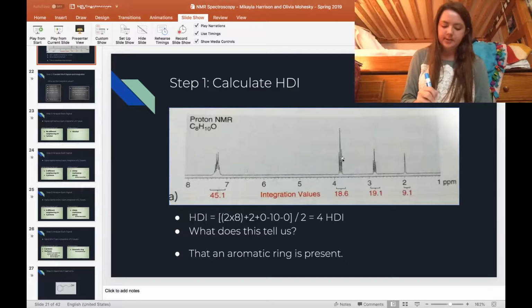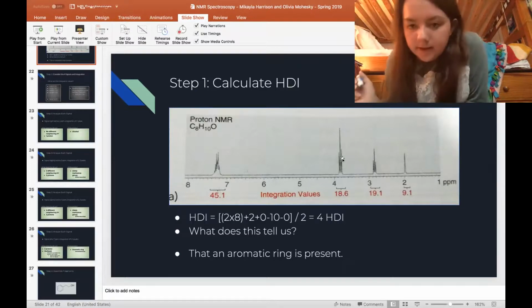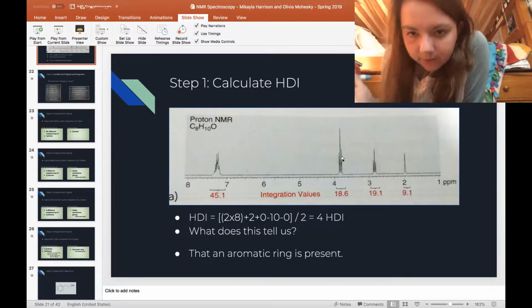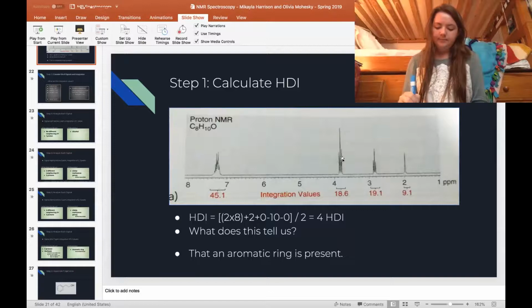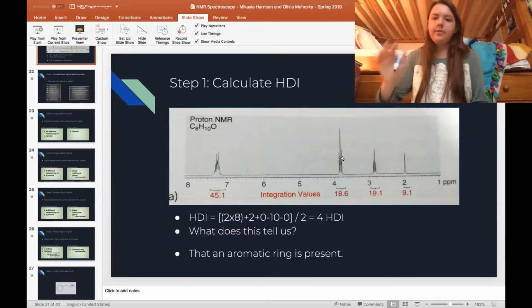It's all just an estimate. I don't really know what it is. I think it's a triplet. It's a triplet, yeah. And then when we did the integral values, it came out as 2. So we know it's 2 hydrogens.